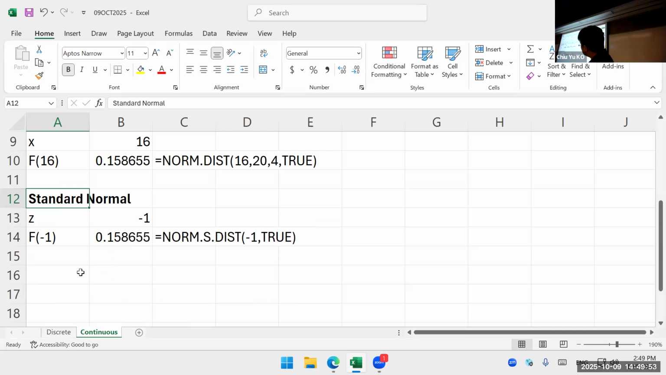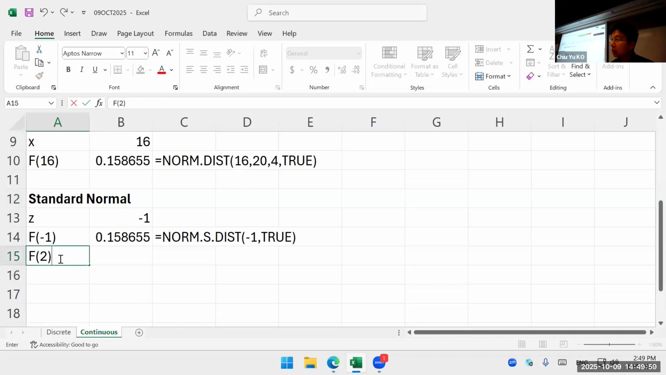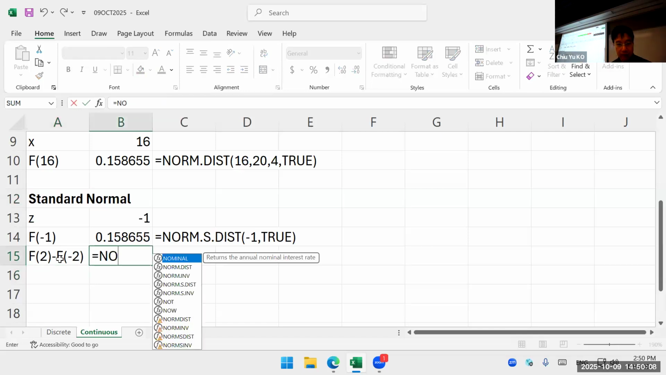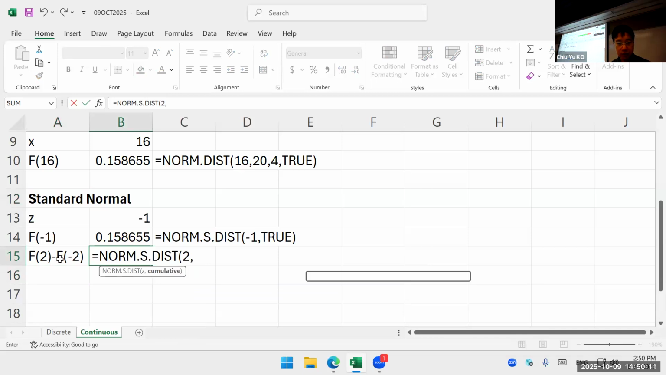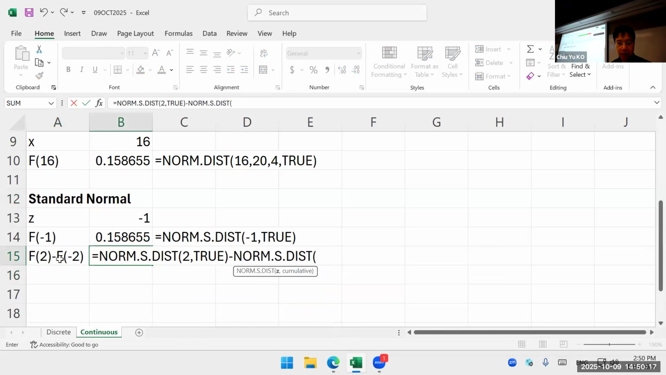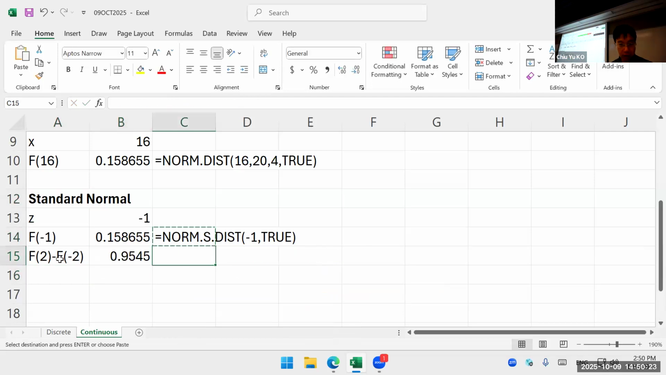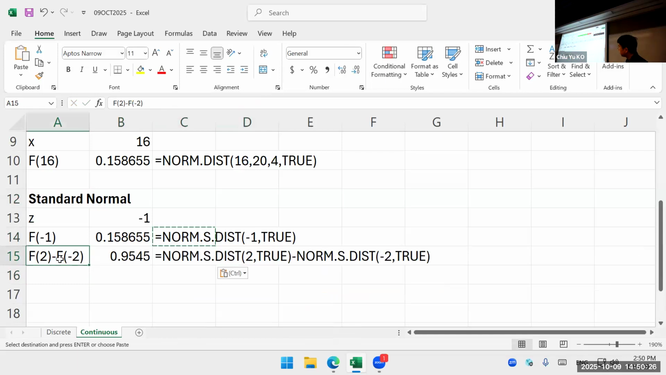And to show you the 2 sigma rule, it's like this, right? The 2 sigma rule will be F of 2 minus F of -2, right? Because that is the area between 2 and -2. So there will be norm.s.dist of 2, true, minus norm.s.dist of -2, true, right? So this is the 2 sigma rule. Okay. So you can do 1 sigma rule or 3 sigma rule. You can see this is 95% is between 2 standard deviations.